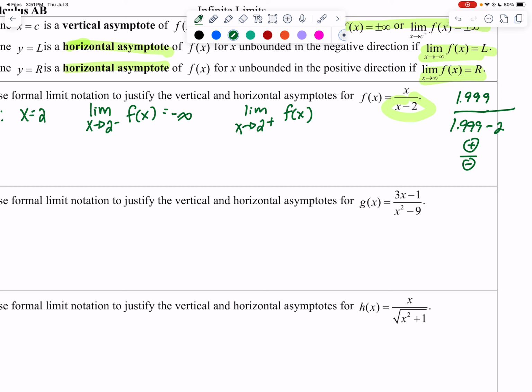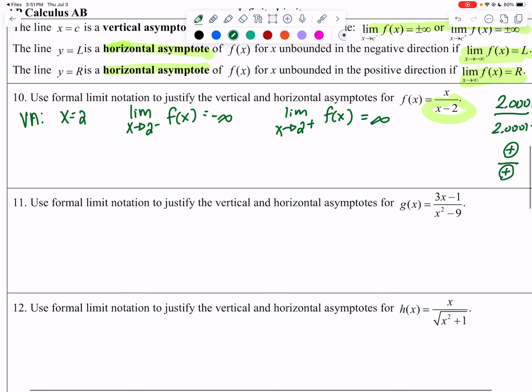Likewise, 2 from the right side, I'm going to pick something to the right of 2, let's say 2.0001. So that's going to be a positive number over a very small positive number here. So a positive over a very small positive is going to give us a positive infinity. So this tells me that as x approaches 2 from the right, for f of x, this is going to approach positive infinity here.